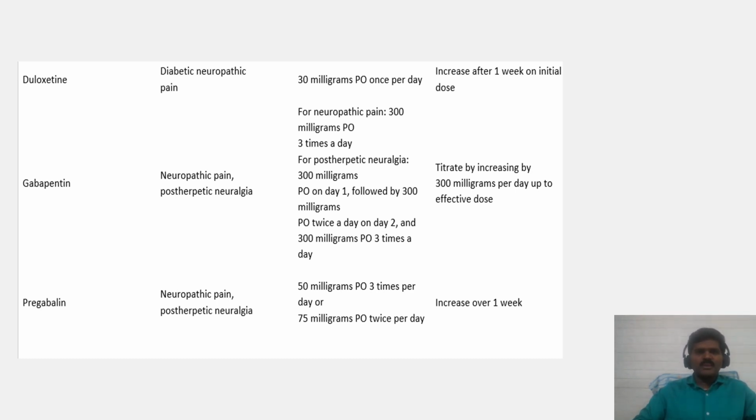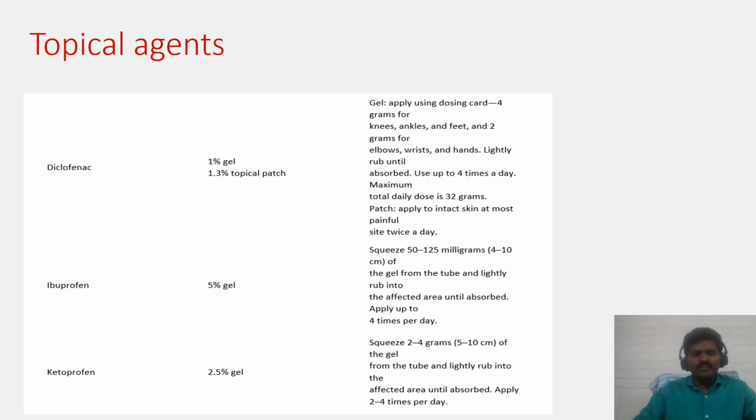Gabapentin in patients with neuropathic pain and post-herpetic neuralgia, 300 milligrams per oral on day 1, followed by 300 milligrams per oral twice a day on day 2, 300 milligrams per oral 3 times a day on day 3 can be used. Pregabalin, again used for diabetic pain, neuropathic pain, post-herpetic neuralgia, 50 milligrams per oral 3 times a day, 75 milligrams per oral twice a day can be used.